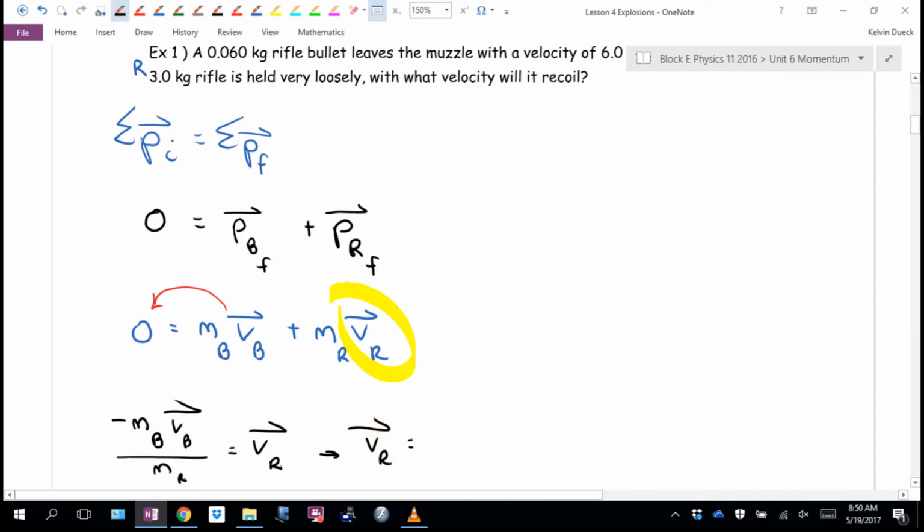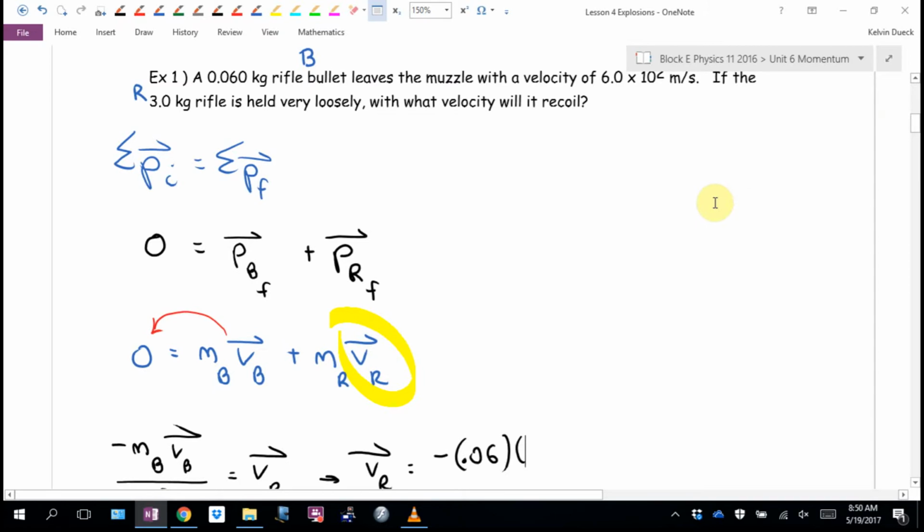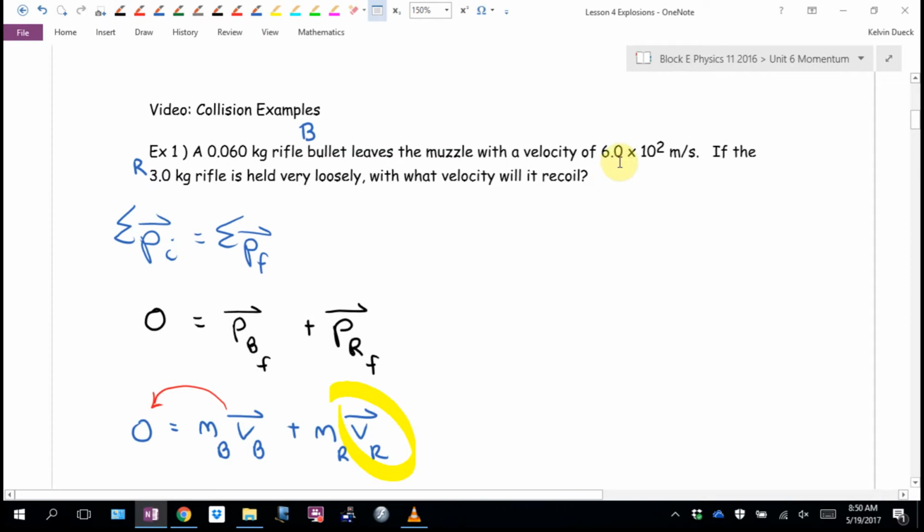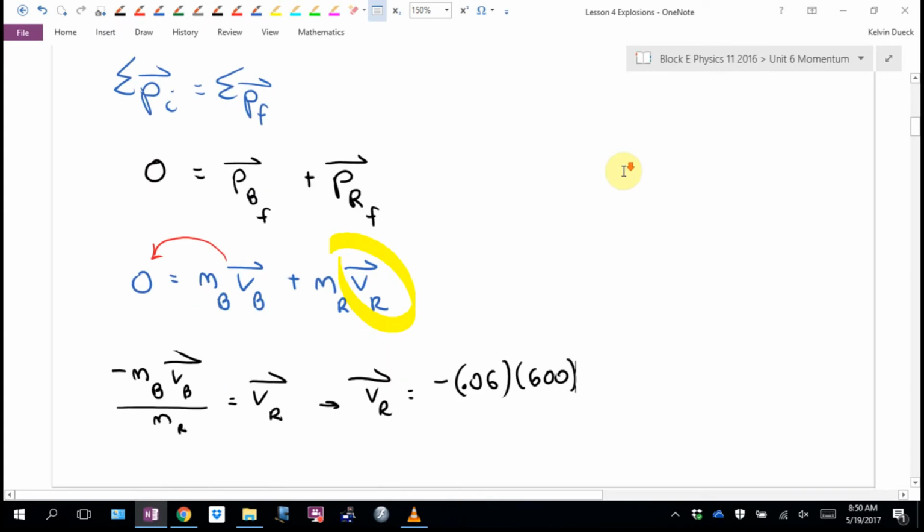Does the rifle have a bigger or smaller mass than the bullet? So is it going to be moving faster or slower than the bullet? I think way slower. I better get an answer that's smaller, otherwise I've messed up. Negative. Mass of the bullet, 0.06. Velocity of the bullet, is it 600? 6.0 times 10 to the 2, which I think is 600 in less writing. I think just 6.0. Yes? Yeah. Okay.